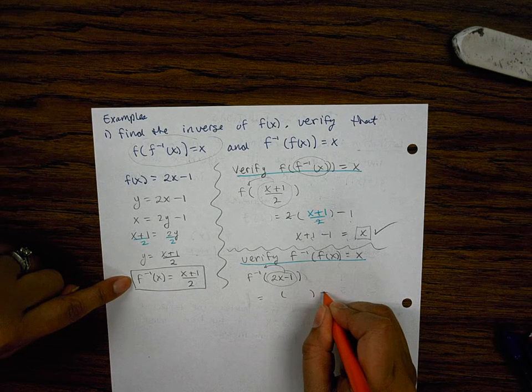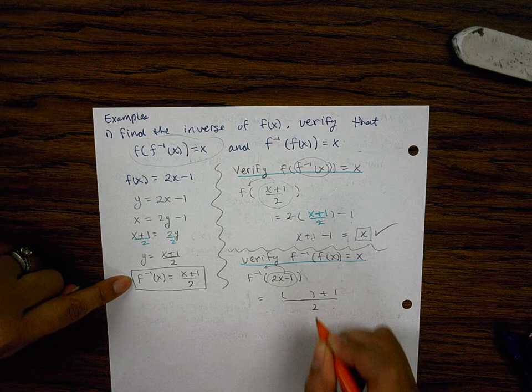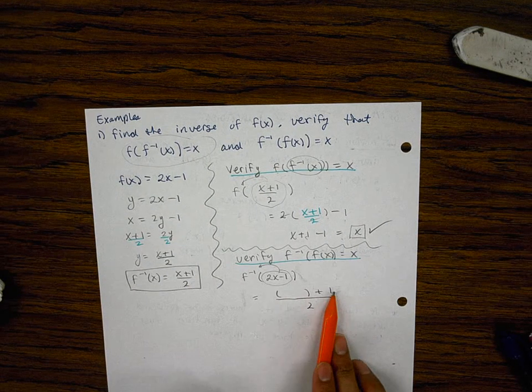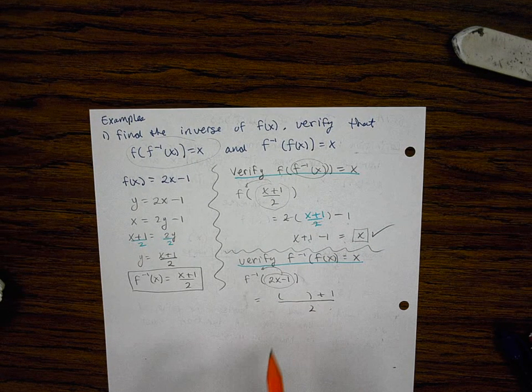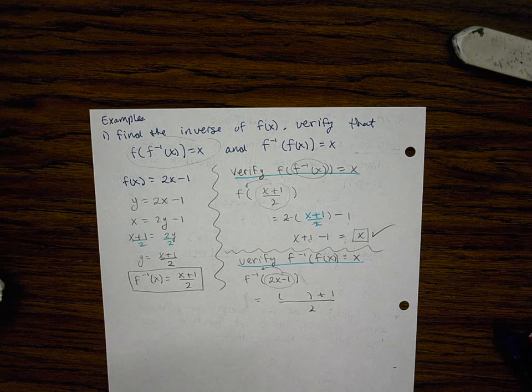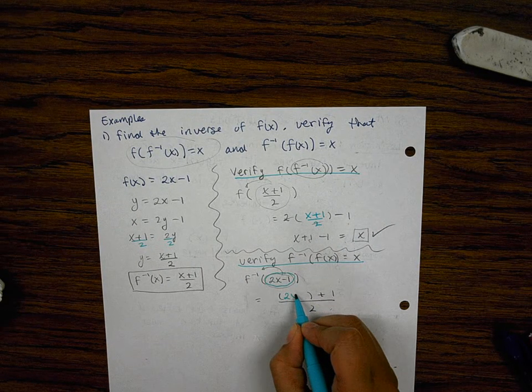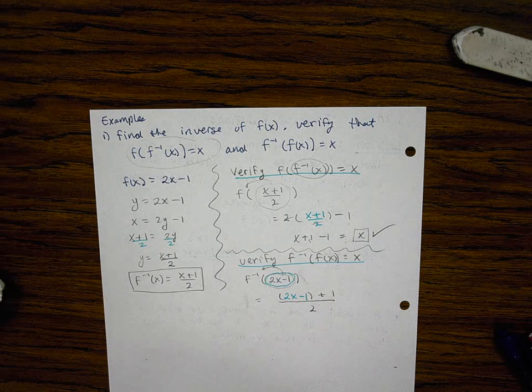I'm sorry, pointing to the wrong one. Here's my f inverse function: x plus 1 over 2, blank plus 1 over 2. F inverse is x plus 1 over 2, blank plus 1 over 2, and I told you guys about putting blanks in for your x's on a different lesson.